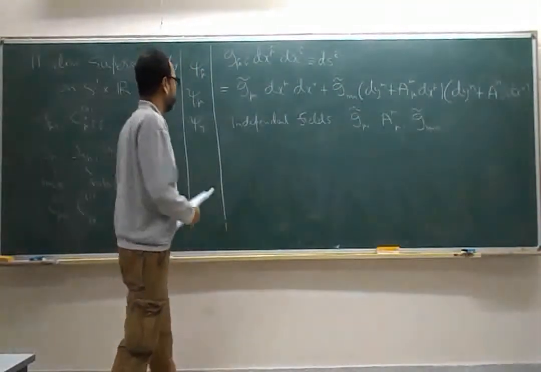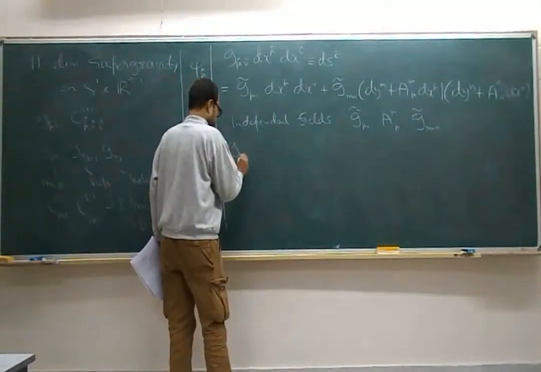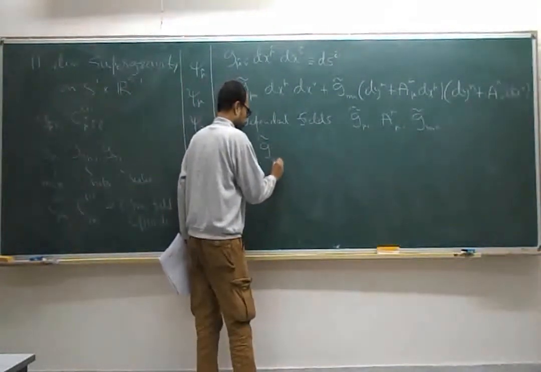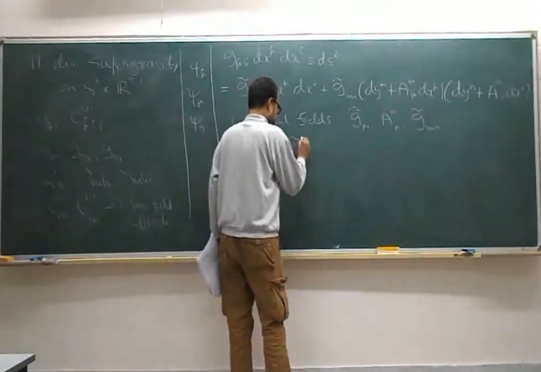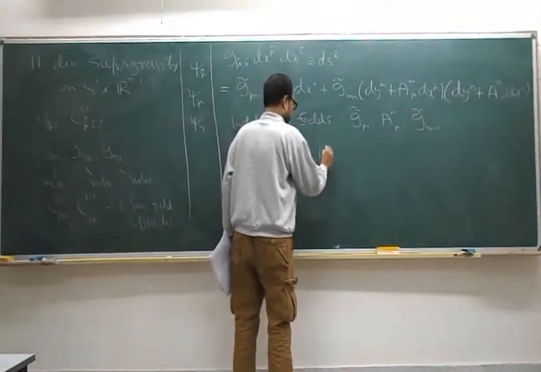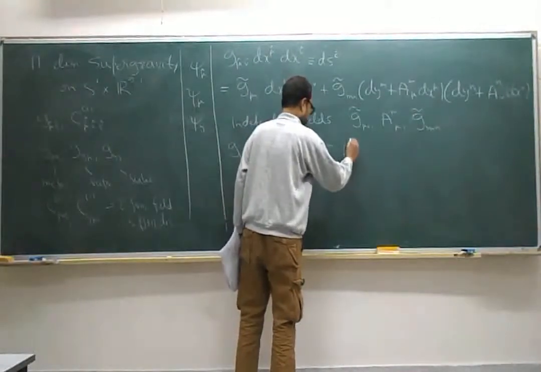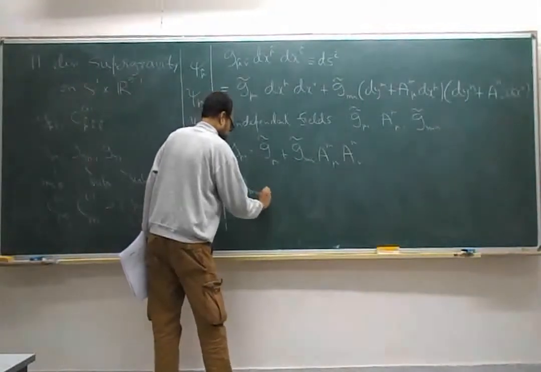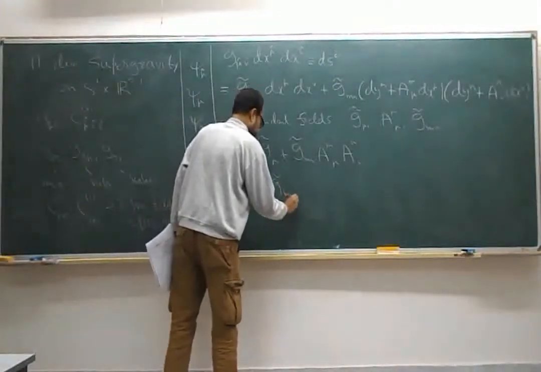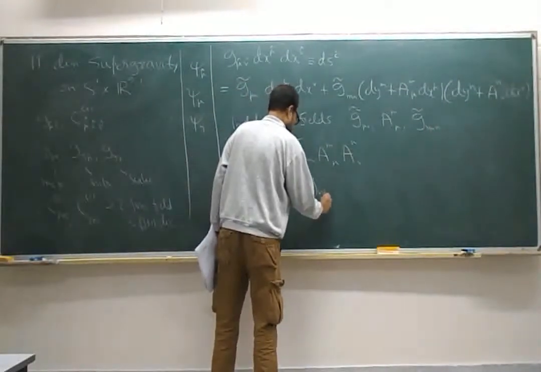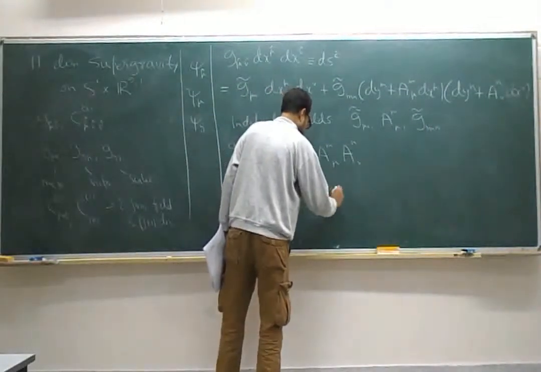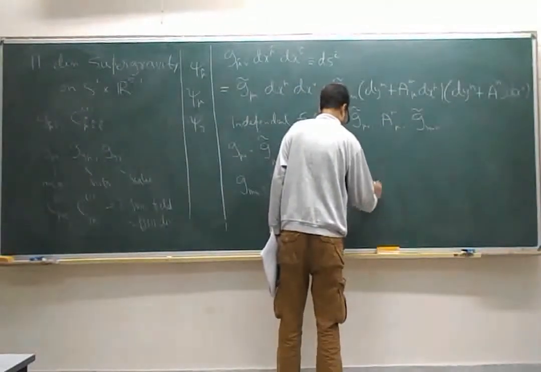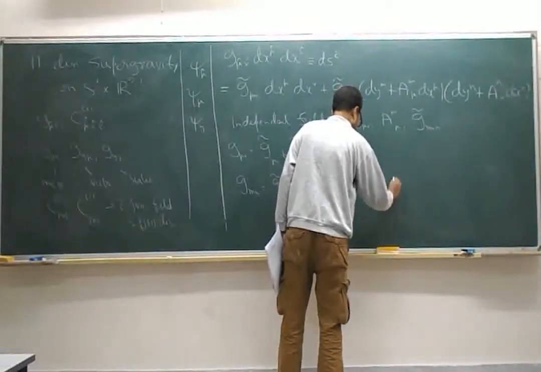What does that mean? That means, for example, that G mu nu will be G tilde mu nu plus G tilde mn A m mu A n mu. G mn is just G tilde mn, and G m mu, which is also the same as G mu m, is G tilde mn A n mu.